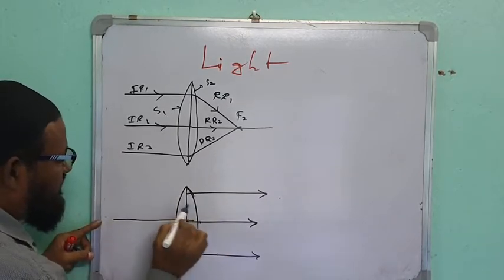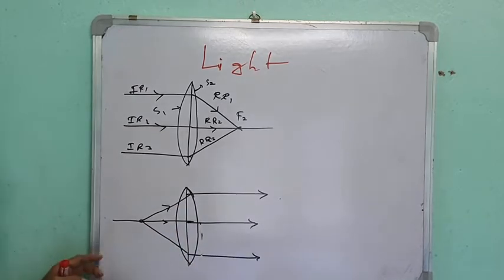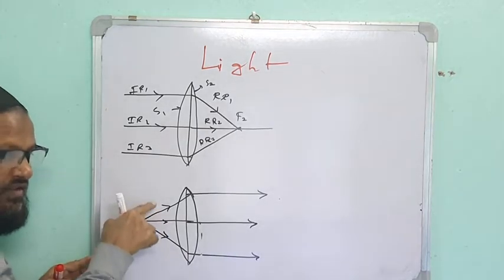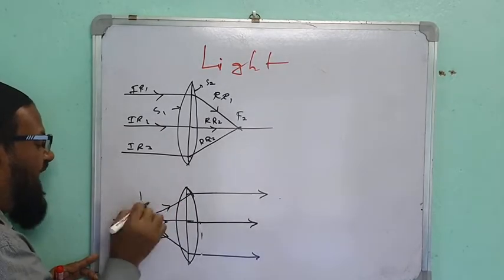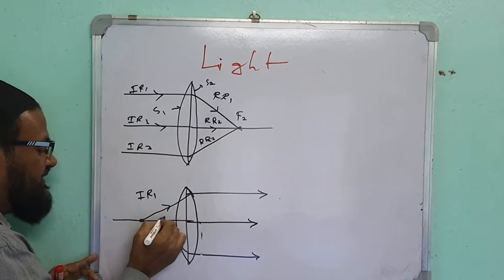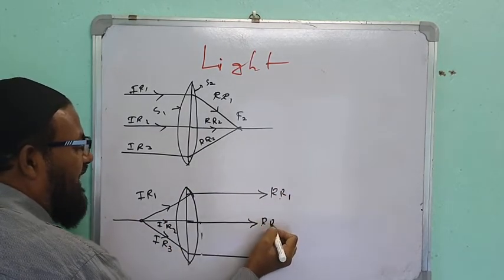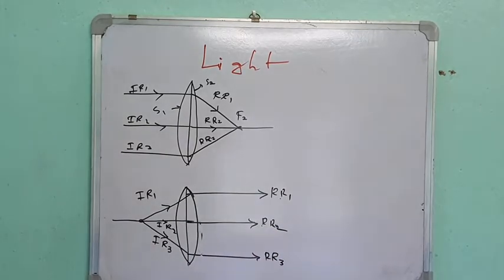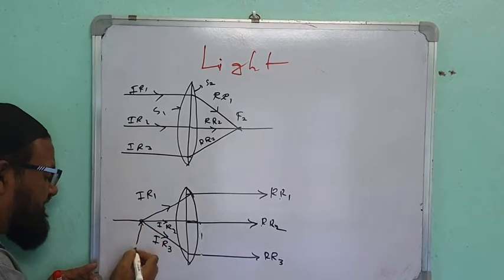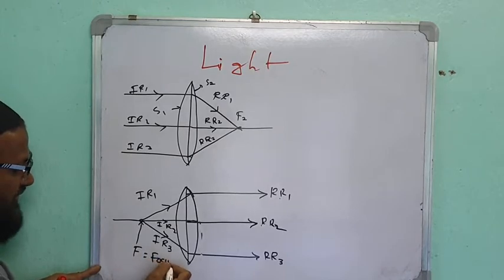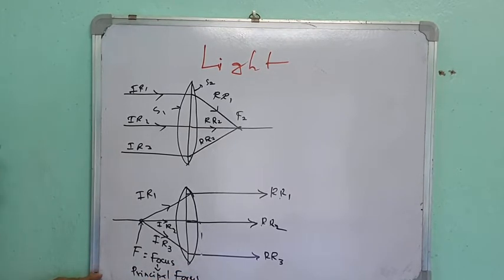Now please see here. Light goes from here, here, and here. Tell me, these rays, are they incident rays or refracted rays? Refracted rays. The incident rays move towards the lens. This is incident ray 1, incident ray 2, and incident ray 3. This is RR1, RR2, RR3. Now tell me, when light passes through this, it has a name. What is the name? This is the focus. Which focus? This is the principal focus.